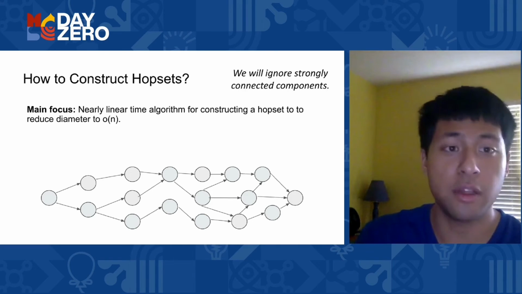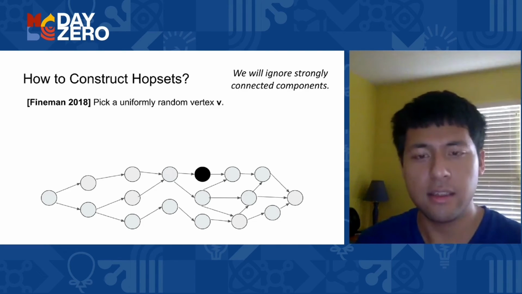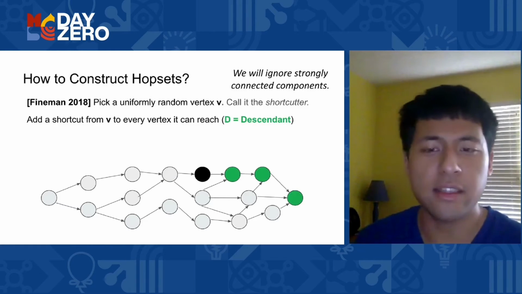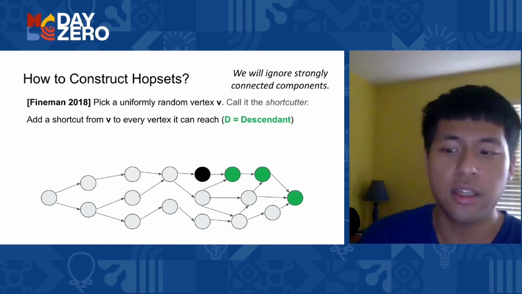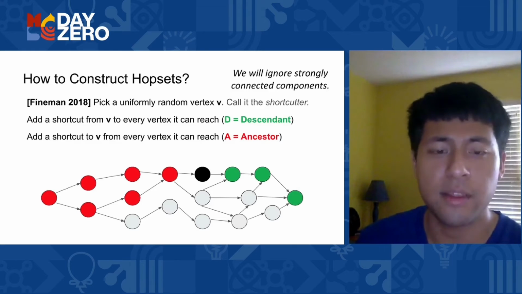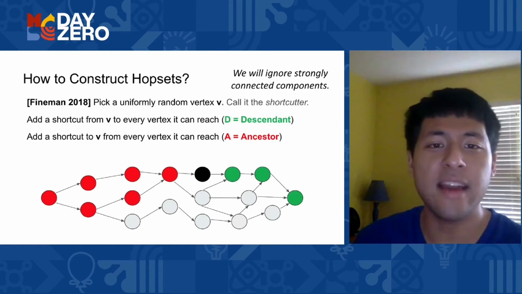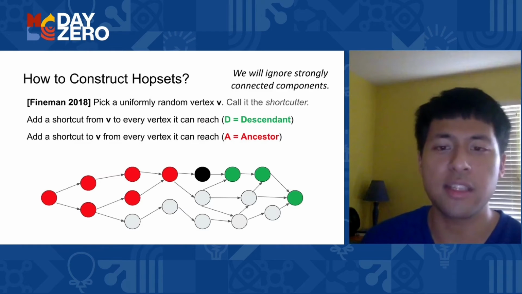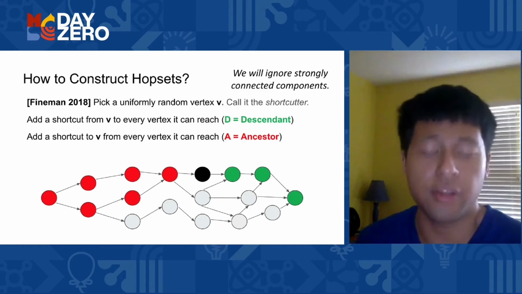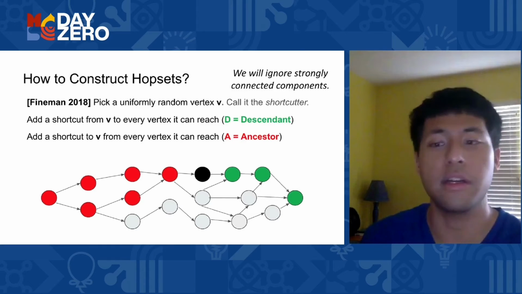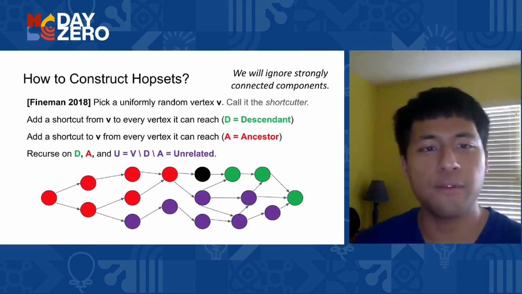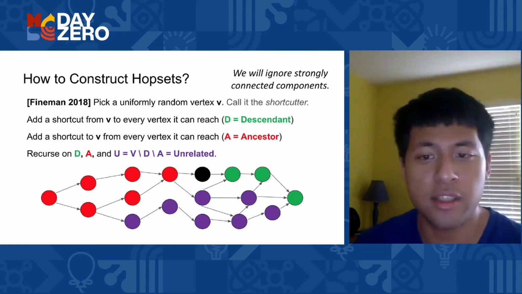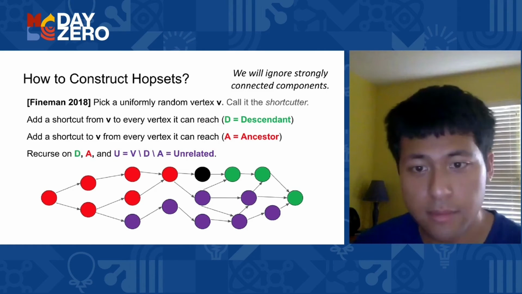Feynman's algorithm now works as follows. Simply pick a random vertex V, compute the descendants, the vertices that V can reach, and the ancestors, the vertices that can reach V. It's going to add an edge from every ancestor to the vertex V, and an edge from V to every single descendant. Those are all valid edges, clearly, that you can add as shortcut edges. And finally, the algorithm will recurse on the descendant set, the ancestor set, and the unrelated vertices. That's the whole algorithm.